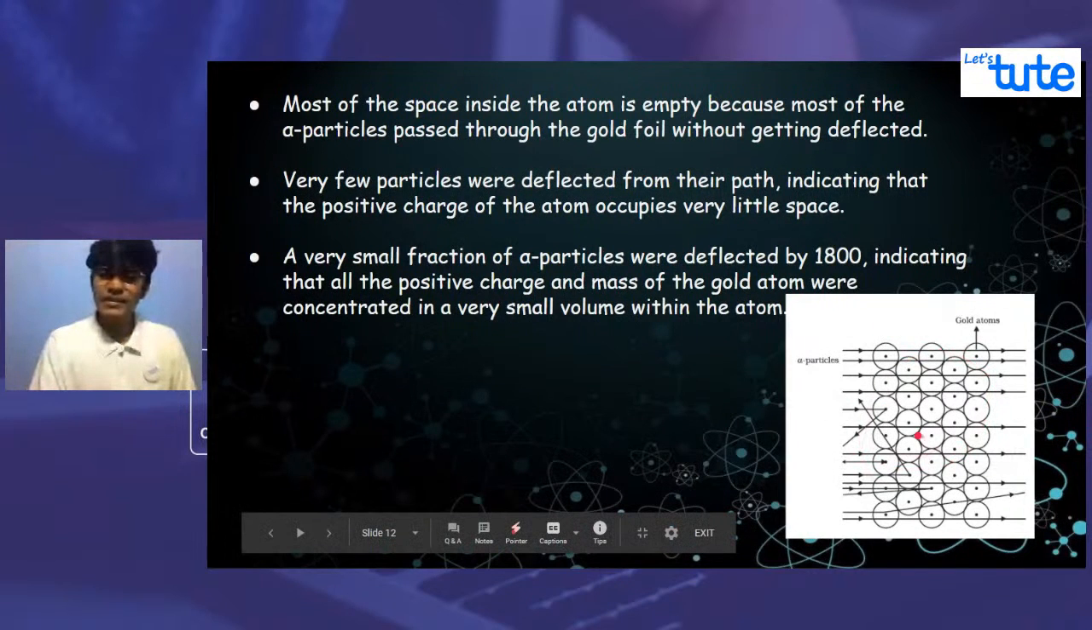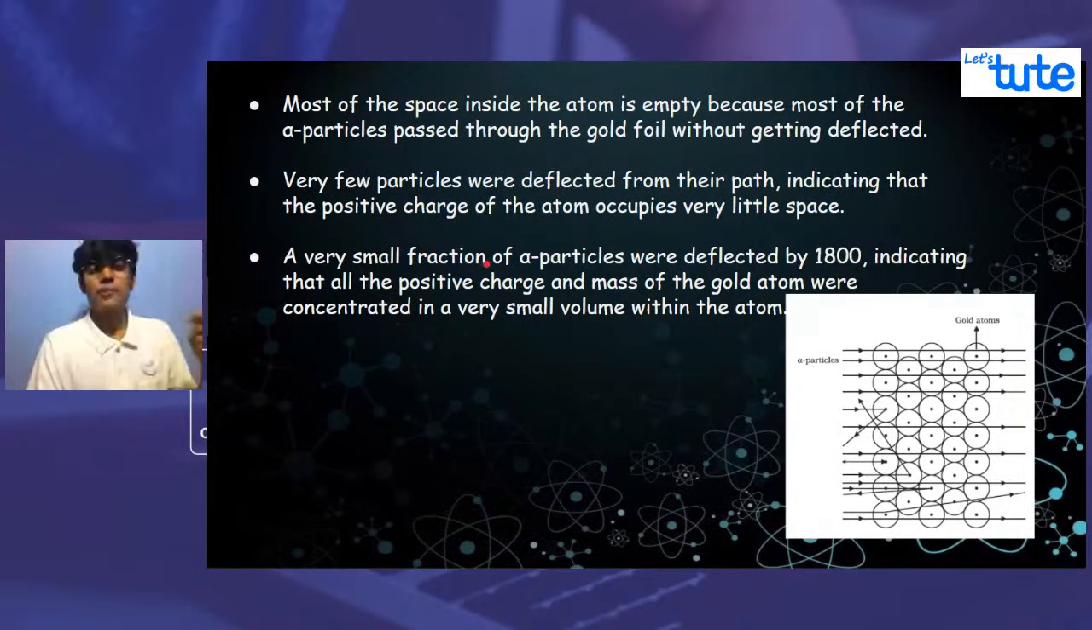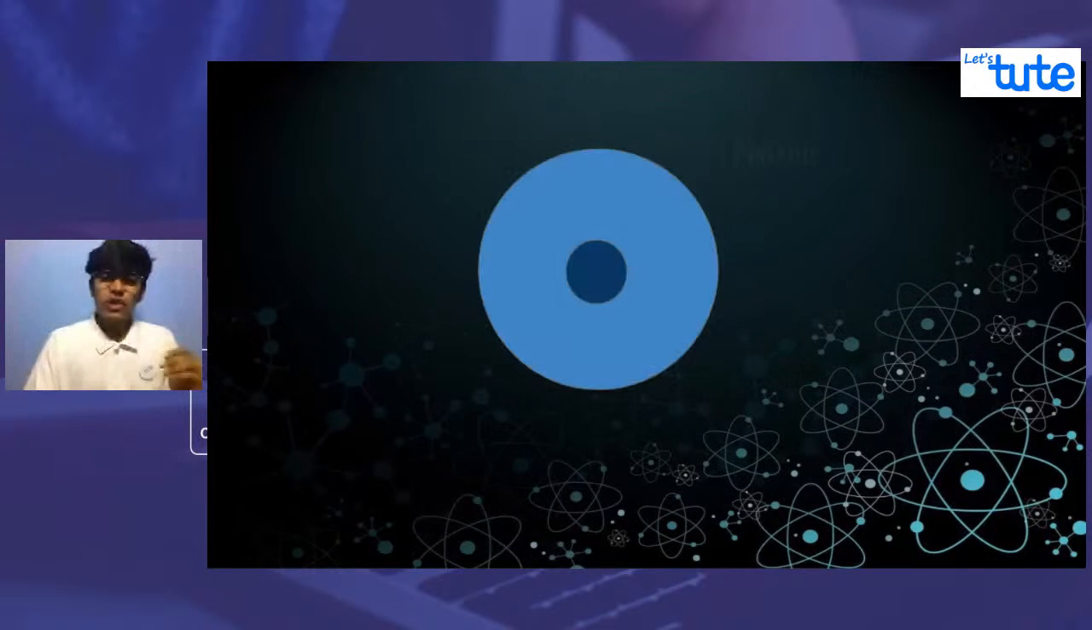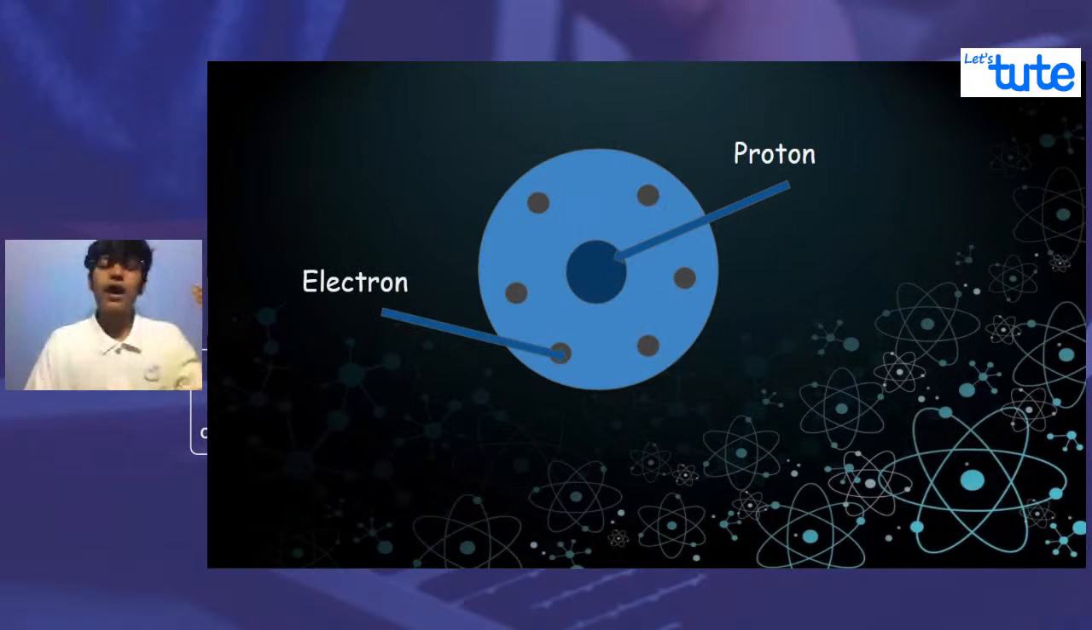So if you try to compare this, a very small number of particles used to deflect back, that is at 180 degrees, indicating that the positively charged particle has the whole mass of the gold atom. That is, the mass is actually concentrated inside this small nucleus. Okay, so this was the structure which was given by Ernest Rutherford.